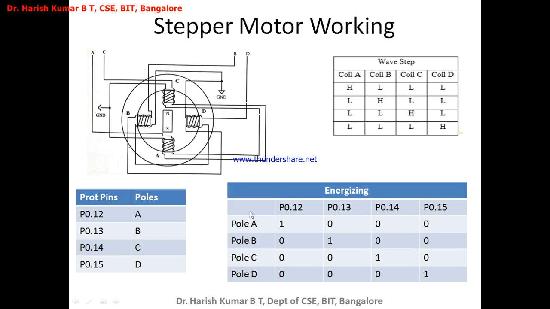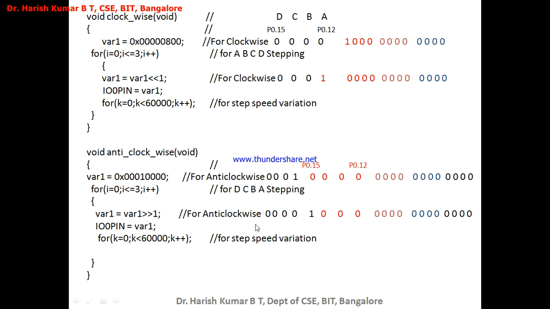This is the case what you are seeing. I gave 1 to P0.12. That means pole A will be energized. Now this left shifting I'm doing. When I do left shift, this 1 comes here, and 1 0 is added to the left.